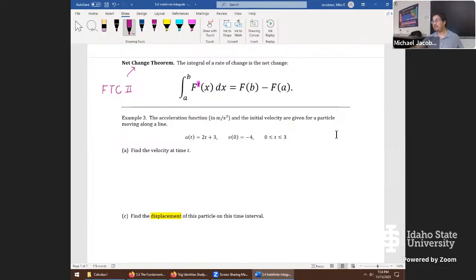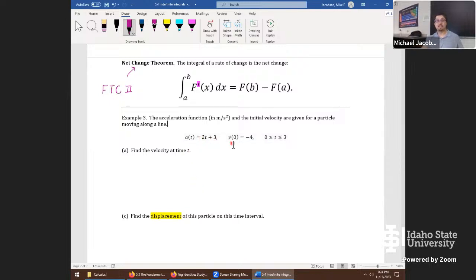So that's our net change theorem, and here's how we're going to use it. This is a problem that we did in section 4.9, where we are given some acceleration of some random particle or some object moving in one dimension. But here we're going to do a little bit more with it. We have acceleration like before.